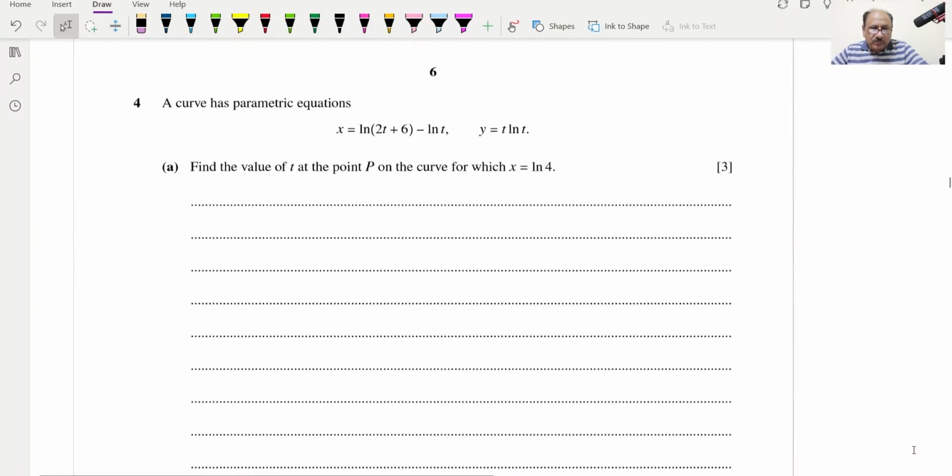So now question number 4. Question number 4 says a curve has parametric equations x equal to this and y equal to this. Find the value of t at the point P on the curve for which x is equal to log 4. And this is a 3 mark question.